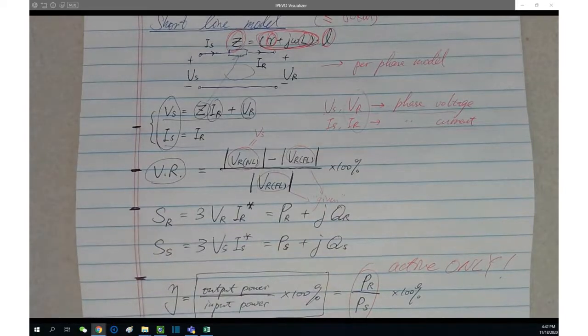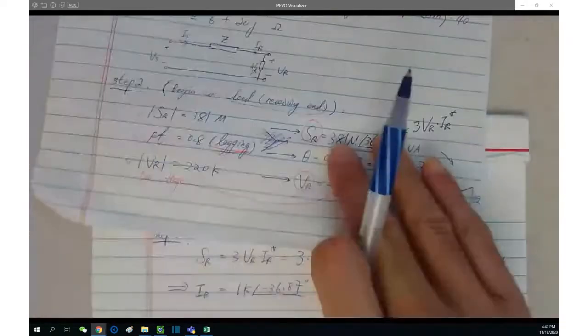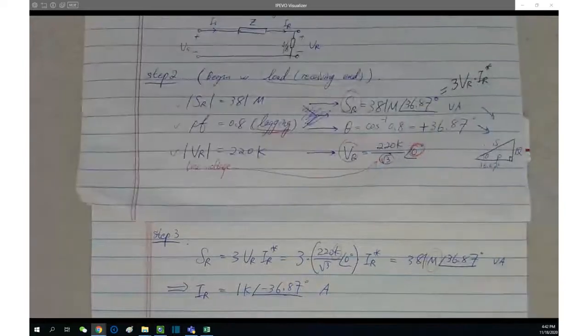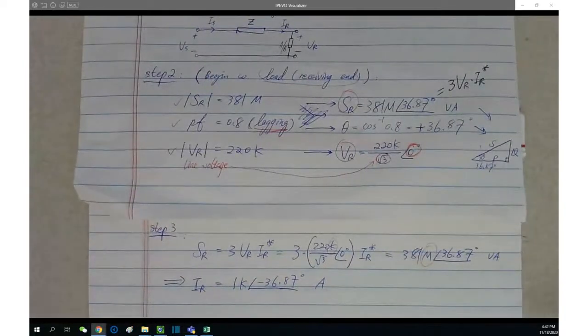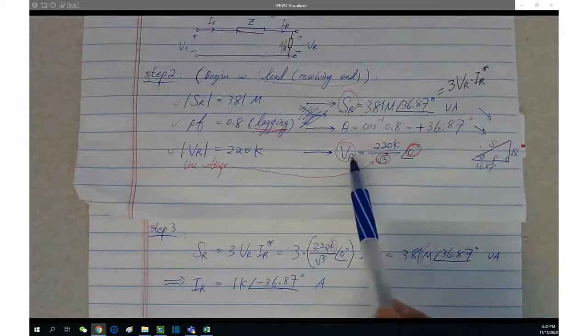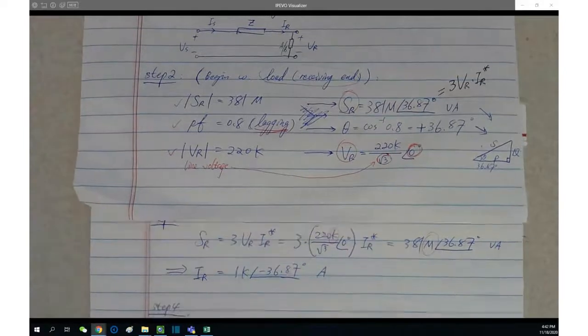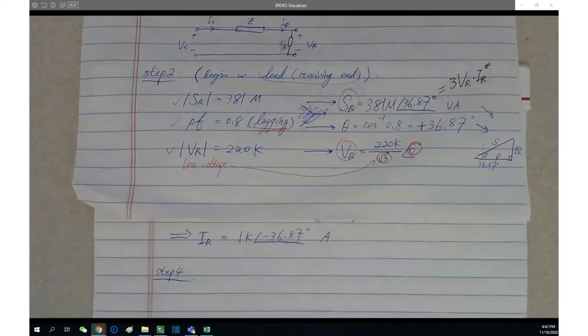This is the logic. It has reason. It's not a random procedure. Every single step is serving towards your goal. Okay, how to find VS? You need IR and VR. We figured out VR here. Good. We need IR as well to find VS as well as IS. So now after IR, you're able to find anything you want, basically. With IR and VR, you can find anything you want.